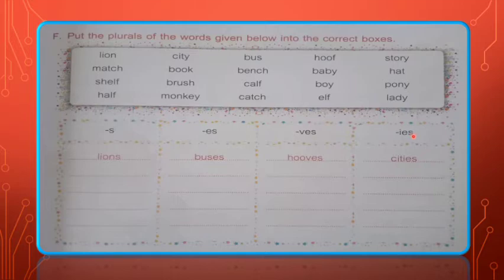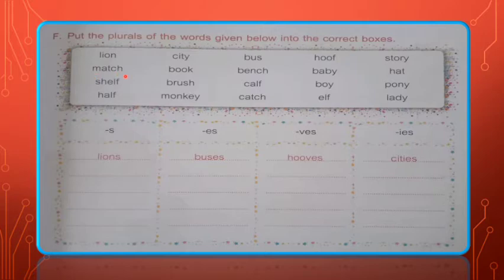Got it? So now children, out of these 20 words, 4 words are already done. See? Lions, lion adding S. Bus adding ES, buses. Hoof adding VES, hooves. City adding IES, cities. So we have to do the other remaining 16 words. Lion is already done, so we will start from this.